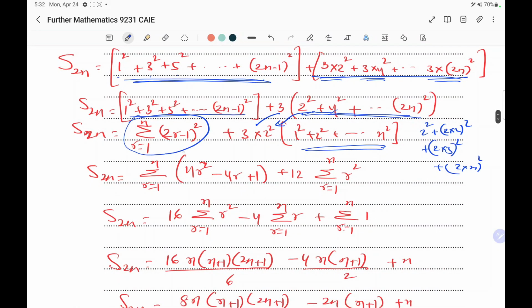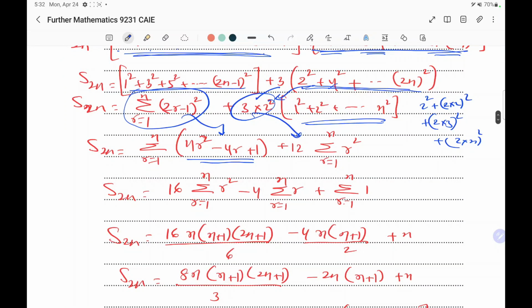Now S2n, which is sigma of (2r minus 1) whole square, just expand (2r minus 1) whole square, which is 4r square minus 4r plus 1. This is 12, and this is sigma r square, r equals 1 to n. Now this is, just take inside, which is 4r square sigma r equals 1 to n, and this is 12r square sigma r equals 1 to n.